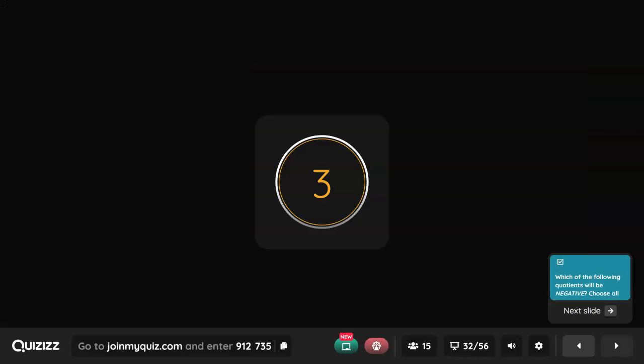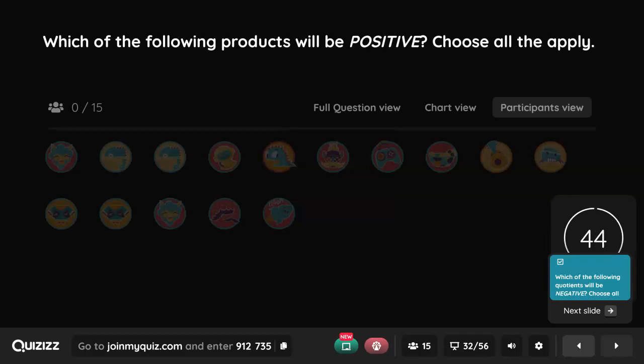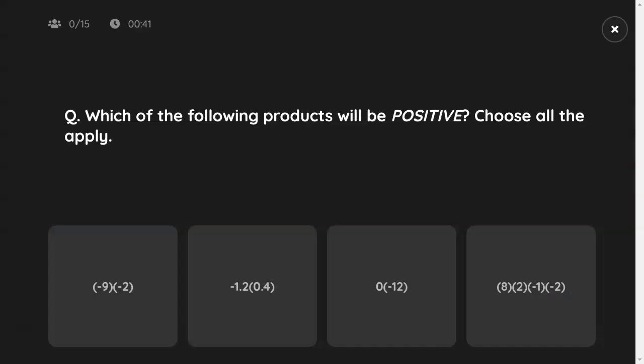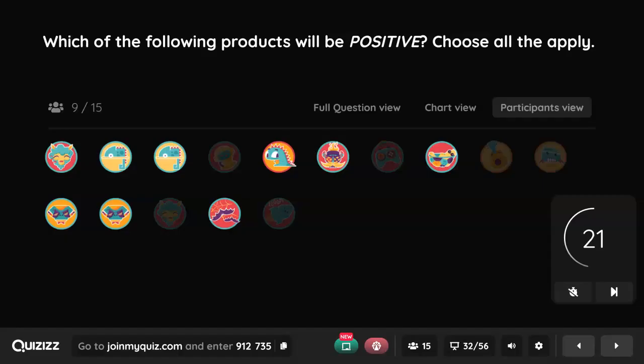All right? So I want you to look at these 4 values, and I want you to tell me which of the following products will be positive. Which of the following products will be positive? Got a couple tricky ones in here. Which of these products will be positive?